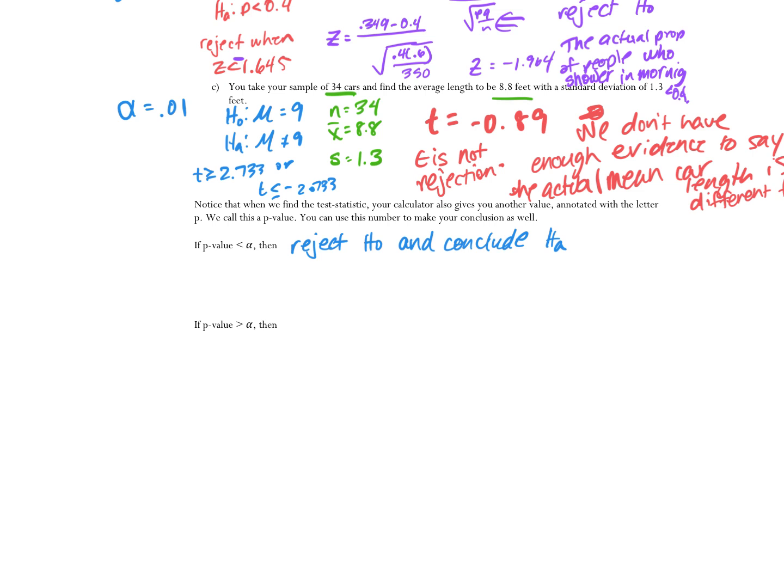it was 0.37 or 0.38, something like that. If your p-value is greater than alpha, you fail to reject the null, and you don't have enough evidence to conclude HA.